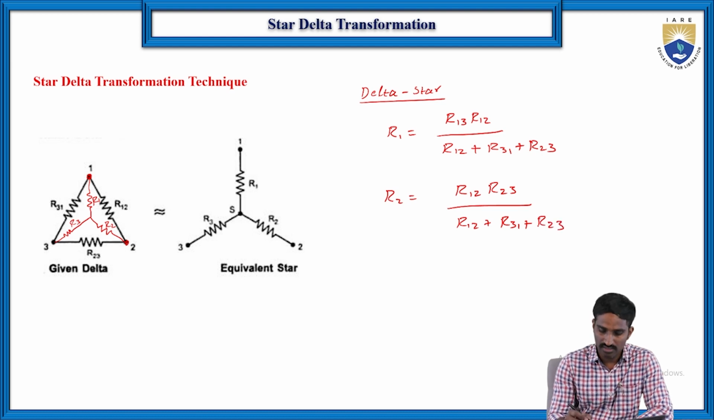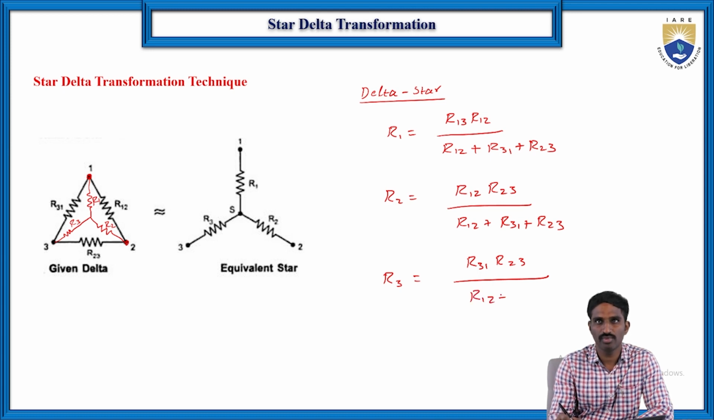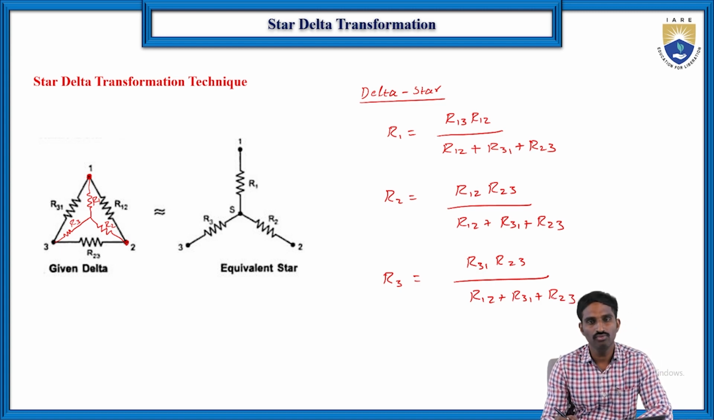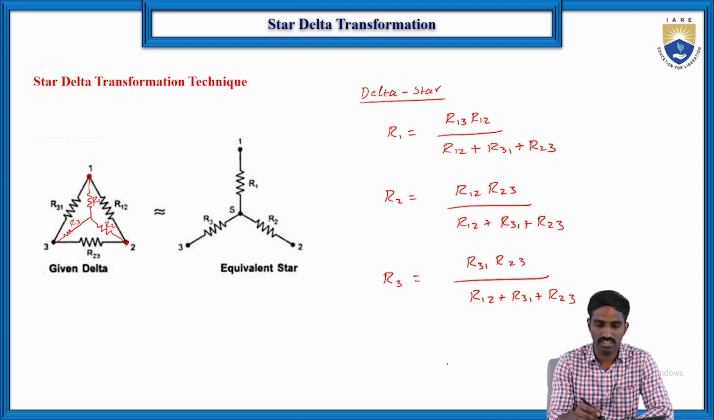In a similar way, if you want to write R3, the two resistors connected to it are R31 and R23. So R3 is R31 into R23, again divided by the total resistance R12 plus R31 plus R23. This is how the delta to star transformation is done.